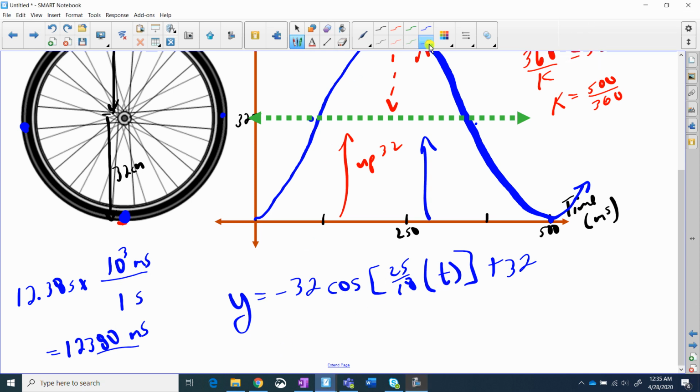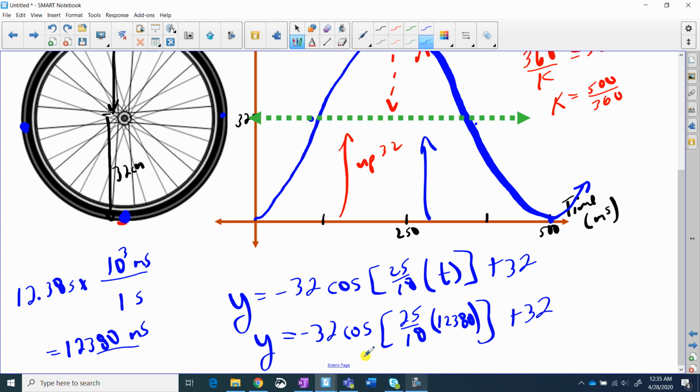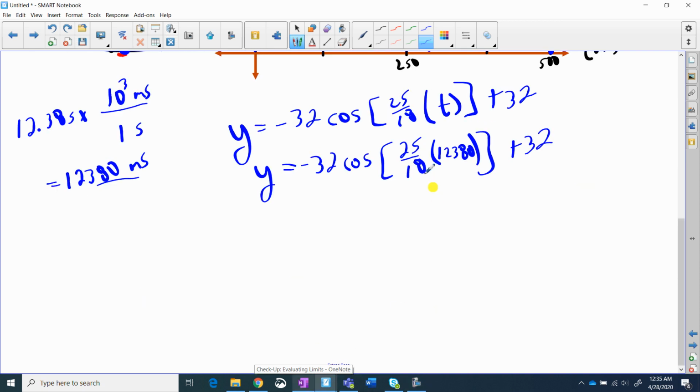Y equals negative 32 cosine 25 over 18 multiplied by the T value, which is 12,380. Close that bracket, plus 32. So we should get an answer somewhere between 0 and 64. And let's see where this tack would be at that particular instant. So again, I'll take a break here for a second. I'll put it in my calculator.